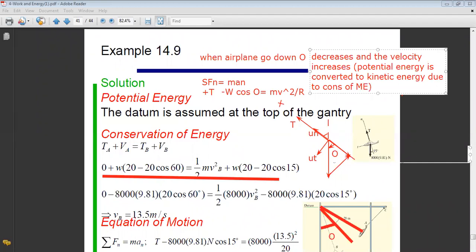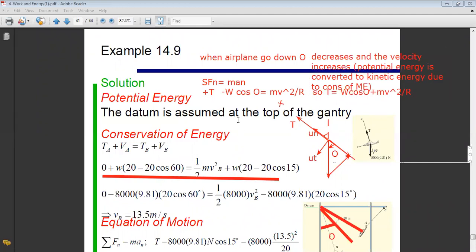So what can you deduce now? If you look at your expression for T, as you go down, what will happen to theta? We said that as we go down, theta decreases. And when theta decreases, cosine theta increases. So when you go down, cosine theta increases and v increases, so T will increase. So we have demonstrated from the formula of T, which is W cosine theta plus mv squared over r, that the more we go down, the higher T is, because the two components of T will increase, W cosine theta and mv squared over r.